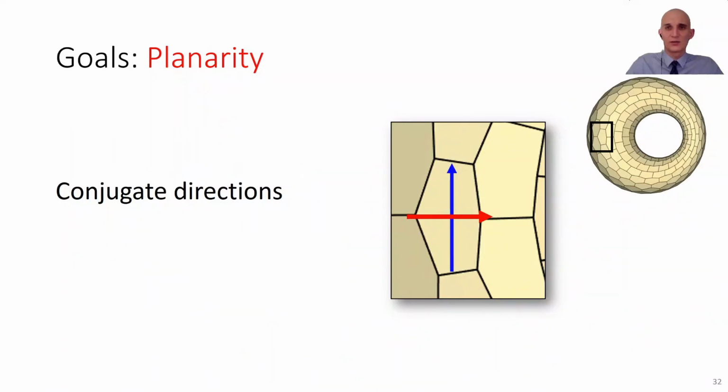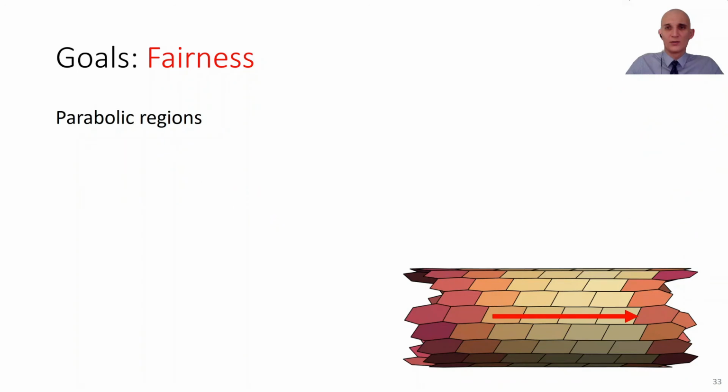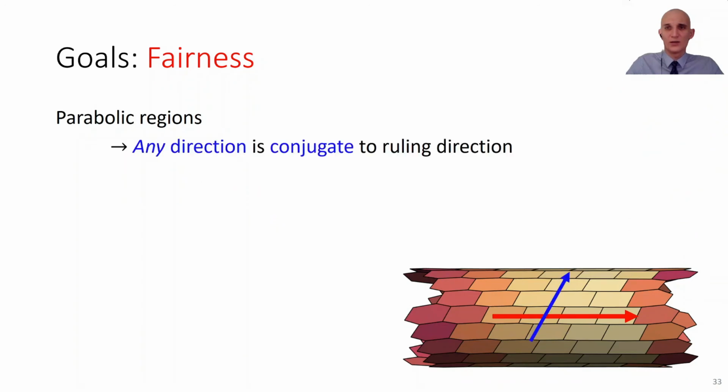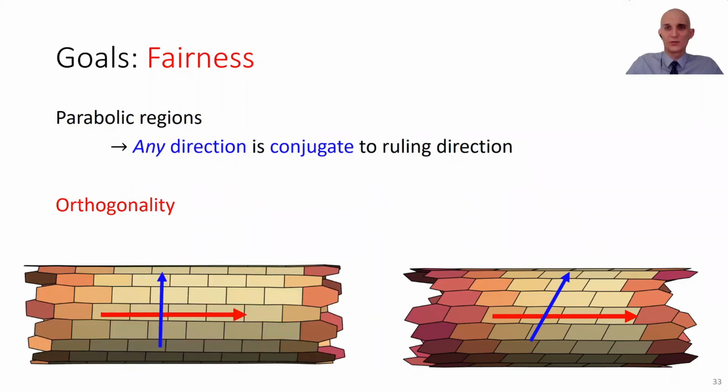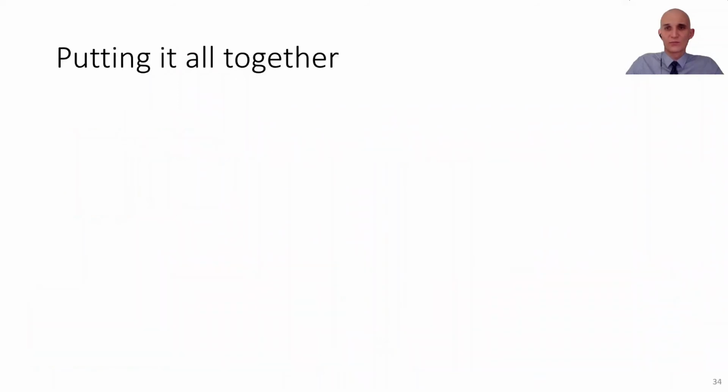Our third constraint relates directly to planarity. As in planar quad meshing, we require that the main directions of the hexagonal element are conjugate. In the parabolic regions, though, any direction is conjugate to the ruling direction. Thus, we can get planar hexagons which lack bilateral symmetry. Thus, we enforce an additional orthogonality constraint leading to better shaped elements. This concludes all our constraints, which we then use for CPF.